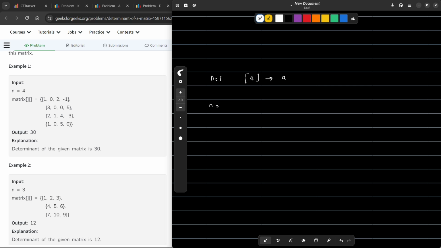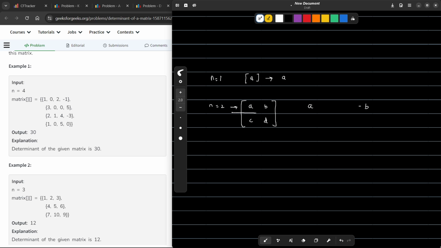Now let's say we have a value n equals 2. So what will be the determinant? Let us first draw the matrix. So we write the elements A, B, C and D. Right. Now I am going to write all the elements of the zeroth row. So that is A and minus B.